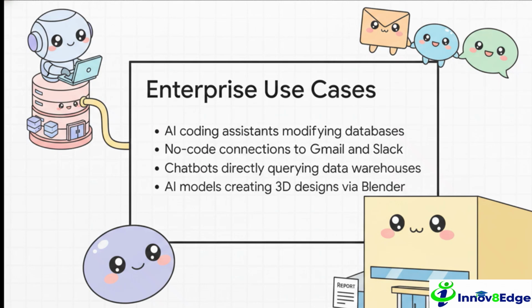For your developers, an AI coding assistant like Cursor can use MCP to literally modify a database record directly from a chat prompt. For your broader operations team, services like Zapier offer no-code MCP servers that securely connect your AI to everyday apps like Gmail and Slack. And at the enterprise level, you can have AI chatbots directly querying massive data warehouses like Google's BigQuery to instantly generate reports from your live operational data.